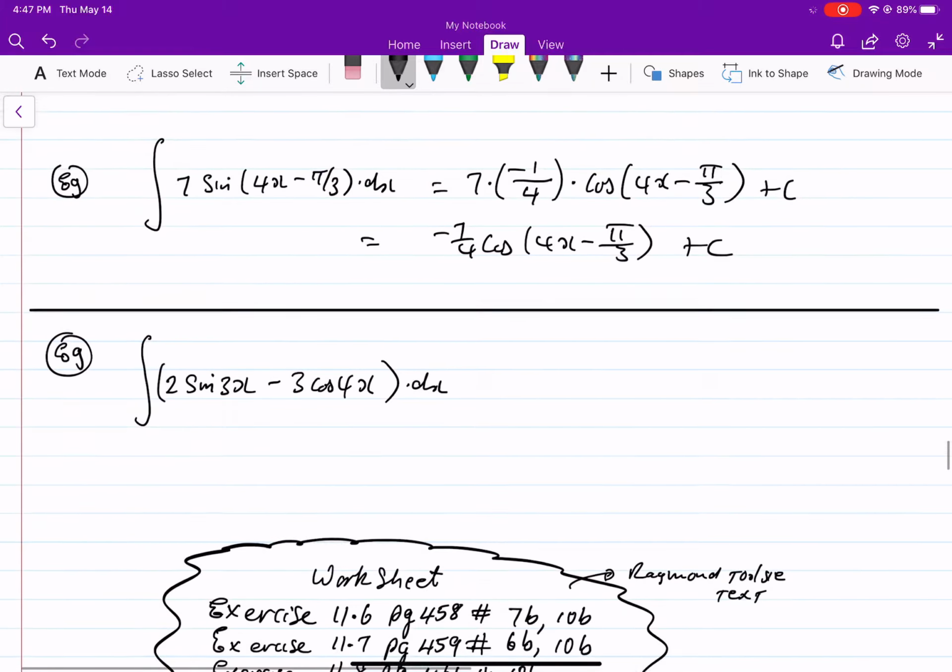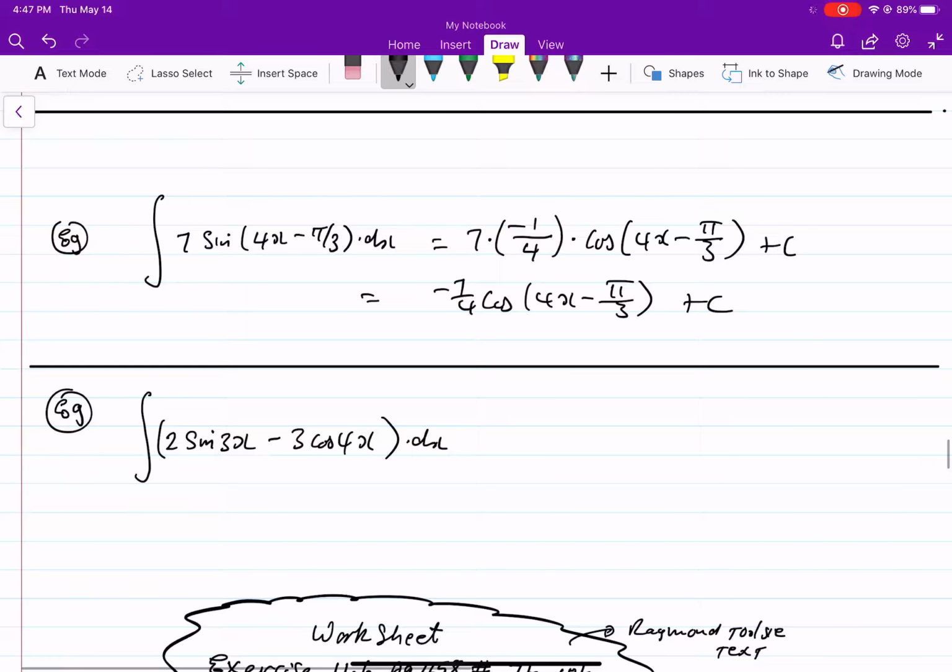And the last one I have in this is the integral of the difference of two trig functions. Well, that shouldn't be such an issue because integration, you remember, distributes over addition and subtraction. So I'll simply apply the appropriate rule to each part, integrate each part, and take the difference.